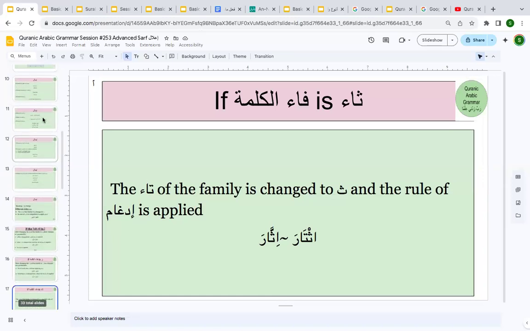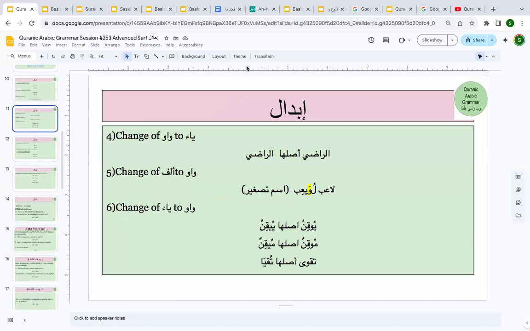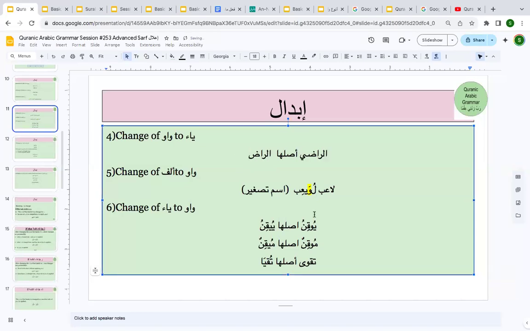Now, let me show you something. This aradi was originally, actually, it has to be written with a waw. Let me just change this. It was supposed to be Aradu, but it became Radivu. Is this going to be considered ibdal? Sorry, I can call it ibdal, right?